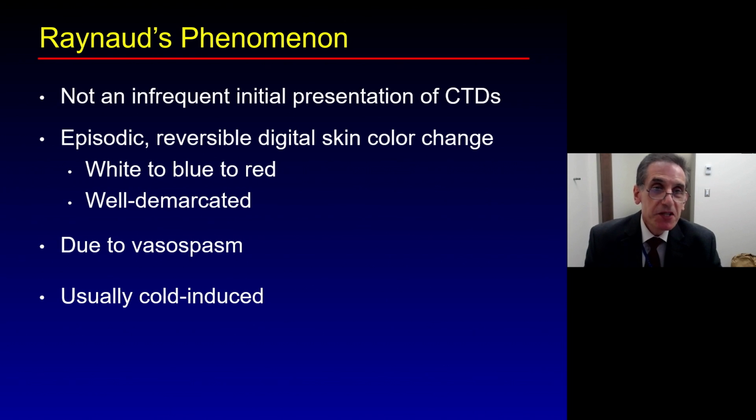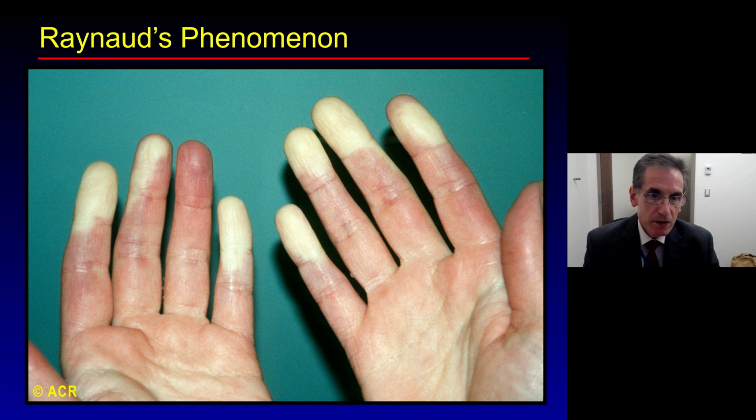Raynaud's phenomenon. This is important. It's a not infrequent initial presentation of connective tissue diseases. It involves an episodic reversible digital skin color change where the fingers or digits of the toes sometimes can go from white to blue to red. It's well demarcated. It's due to vasospasm. It's usually related to cold, but other factors can provoke it, and it's reversible. This is a great example of Raynaud's phenomenon.